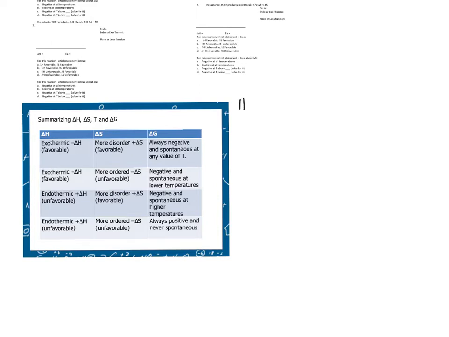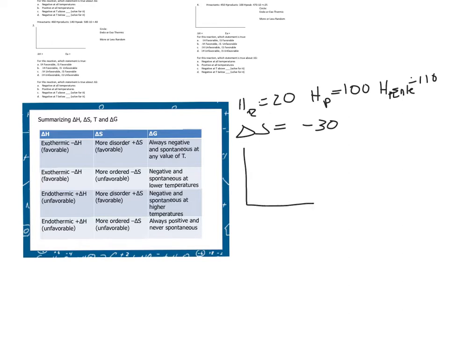So let's say I have an H of reactants of 20 and an H of products of 100 and a peak value of 110 and a delta S of negative 30. So I've given you all the info that I would have given to you in one of these problems. I don't ask you to sketch it, but like I said, it's kind of helpful to think about what that sketch would look like.